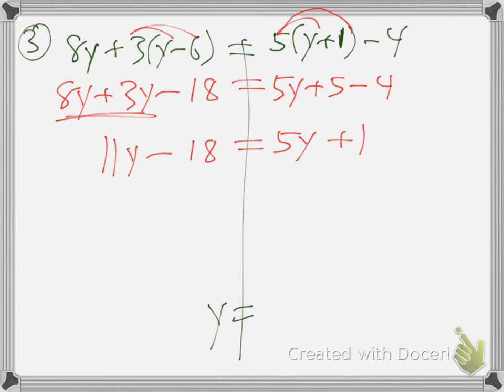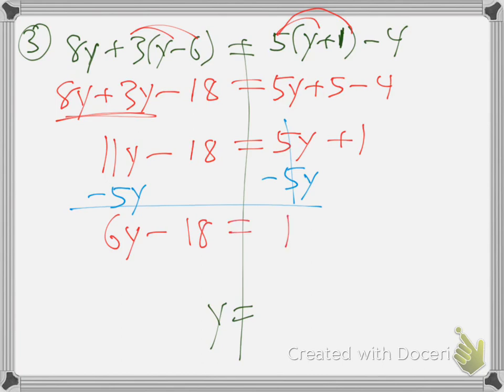Usually we subtract the lower one from both sides. So the lower one is the 5y, right? I'm not worried about the minus 18 or the 1 right now. I'm just focused on the 2 y's. So we subtract the lower one, the minus 5y, from both sides like that. And this will be 6y, and that's 1.